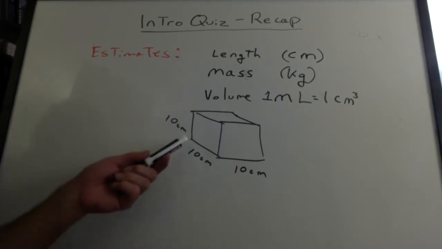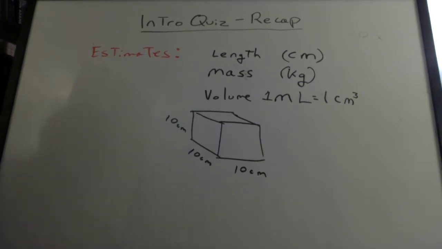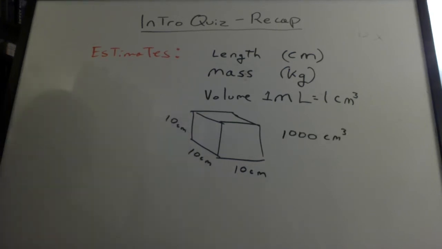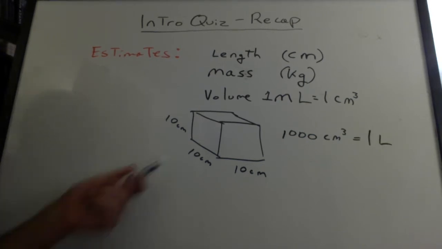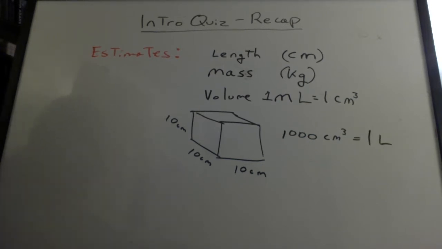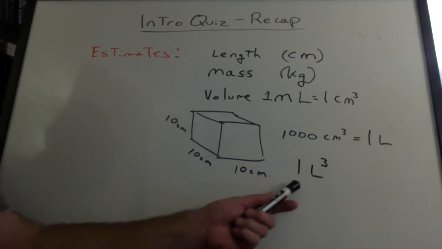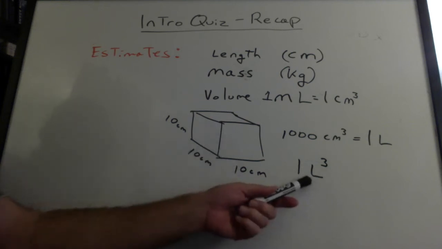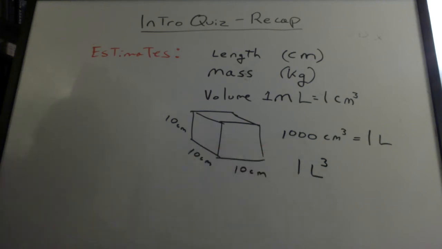I had the clear empty container on my lab table, 10 centimeters by 10 centimeters by 10 centimeters. That's 1,000 cubic centimeters. That's 1 liter. Now you have something to compare the objects that I'm asking you to look at. You can't write 1 liter cubed. That's a liter. It's already a volume. You don't cube that. You cube the length dimension.